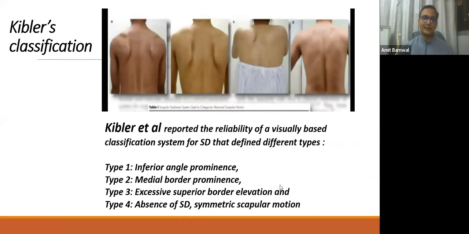We can see this in these 4 images. In the first image, the inferior angle is more prominent. In the second one, the medial border is more prominent bilaterally. In the third image, we see unilateral superior border elevation on one side. And in the fourth image, we can see there is no malfunctioning, and both scapulae have an equal alignment.